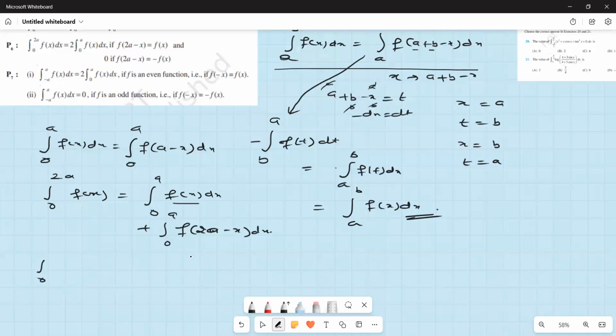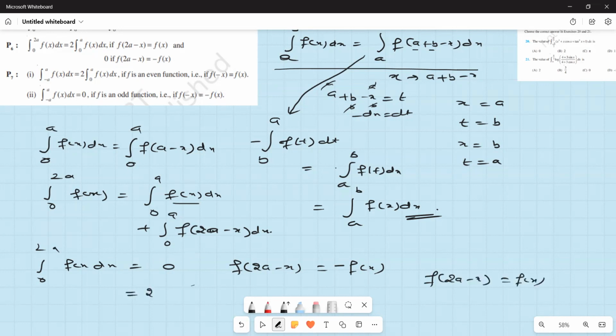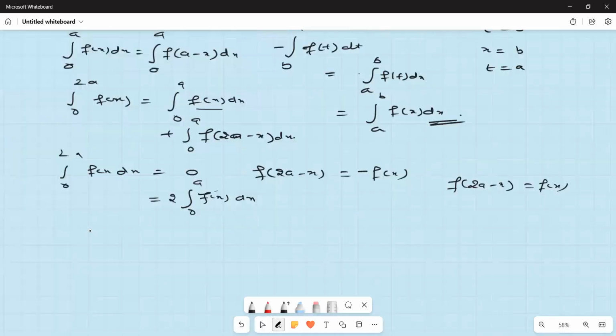The next property is the integral from 0 to 2a of f(x) dx, that is equal to 0 if f(2a minus x) is equal to minus f(x). Means if I put 2a minus x in the function and you are getting minus outside common, then it is 0. We can call it an odd function also. And if f(2a minus x) is equal to f(x), then it will be twice the integral from 0 to a of f(x) dx. Means the limit will be half and it will be twice of it. Clear? The same result we will use for the integral from minus a to a of f(x) dx.